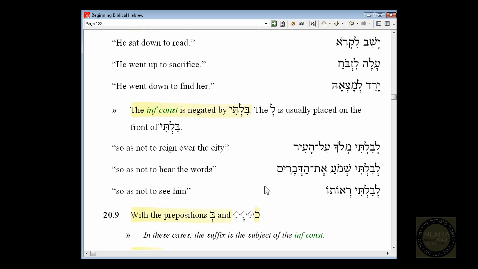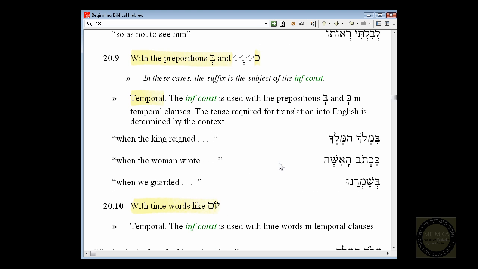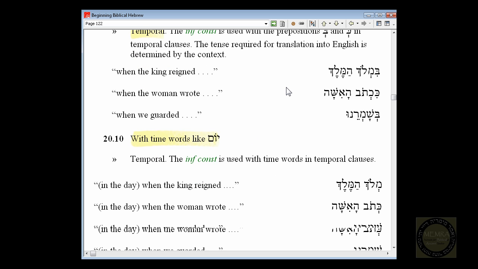The suffix is the object of the infinitive construct. Now you can also have an infinitive construct that gets preceded by kaf or bet. So this is going to work a little bit differently. When you see bet and kaf prefixed to a verb, think infinitive construct.